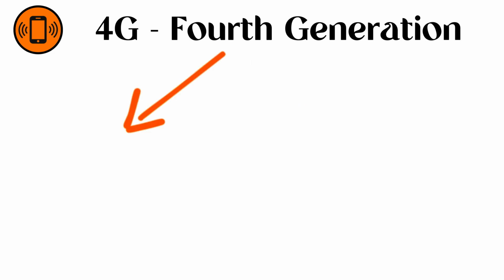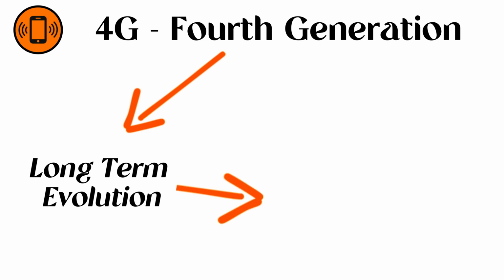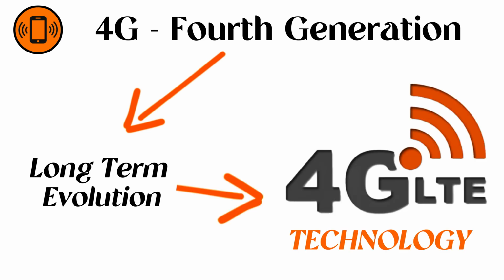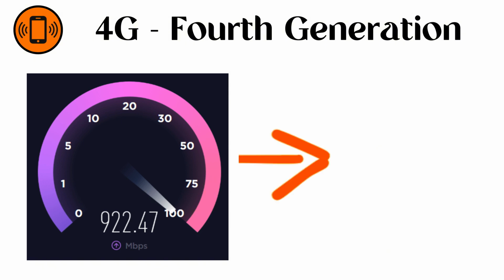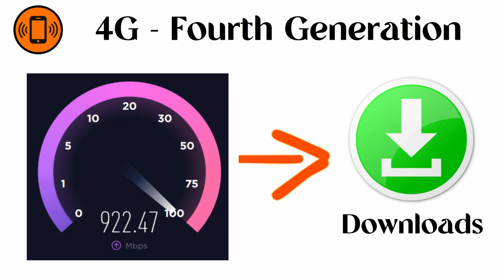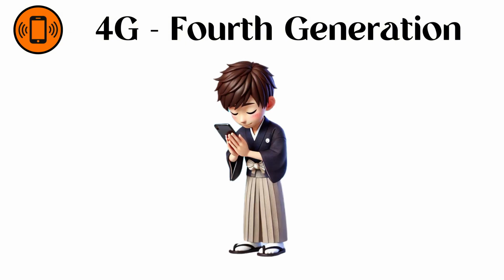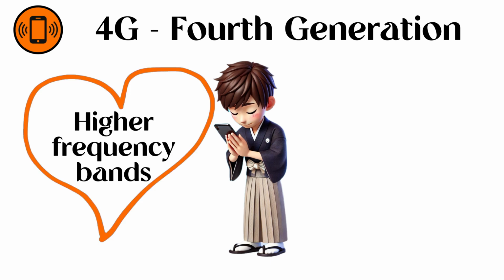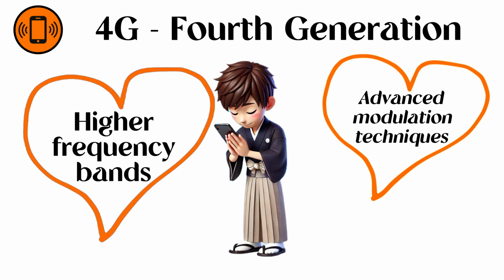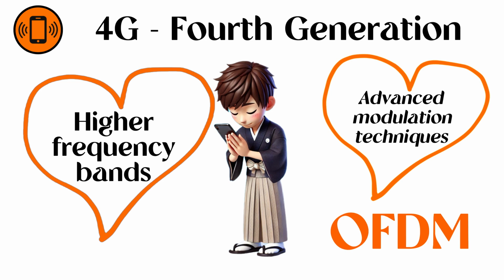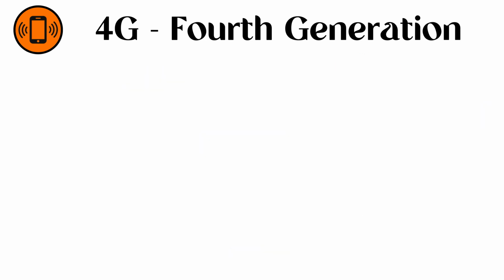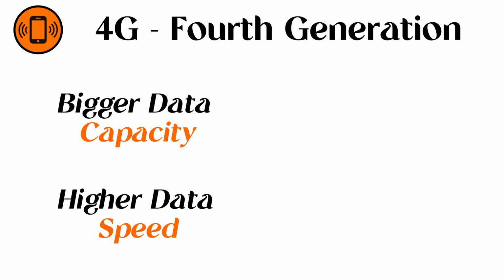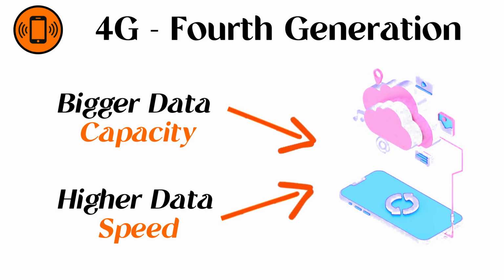4G networks were based on long-term evolution, known as LTE technology, providing speeds up to 1 gigabit per second for downloads. This was possible thanks to the use of higher frequency bands and advanced modulation techniques like orthogonal frequency division multiplexing, known as OFDM, which increased data capacity and speed, enabling seamless multimedia experiences on smartphones.